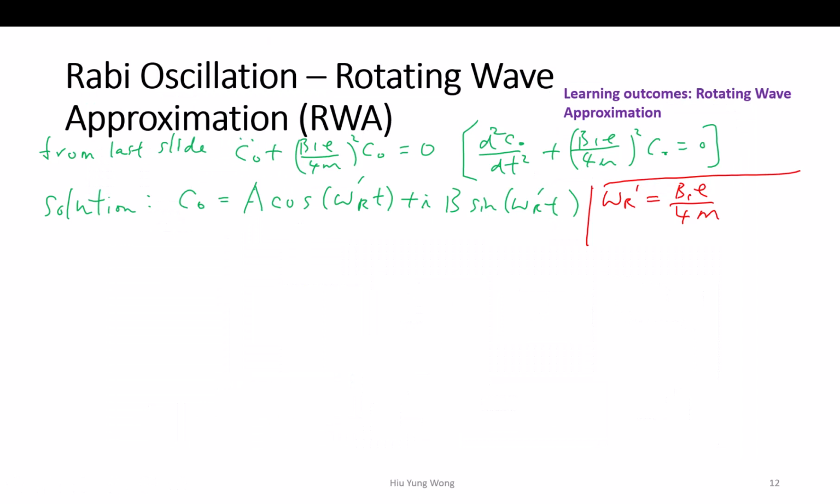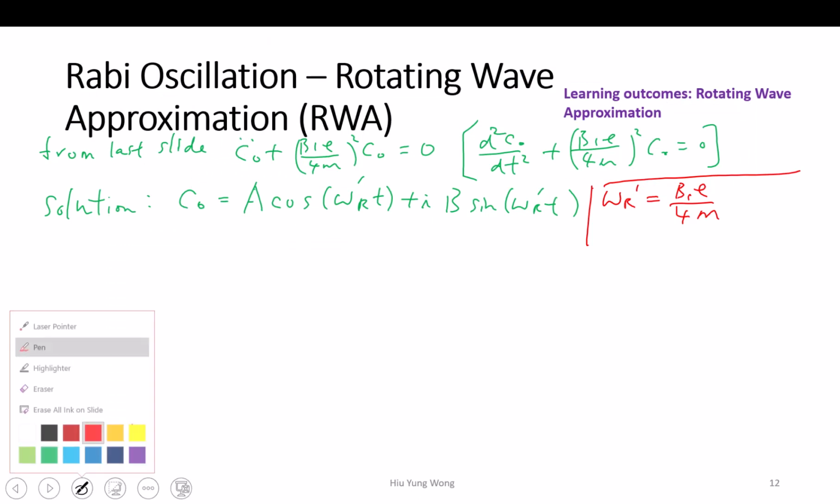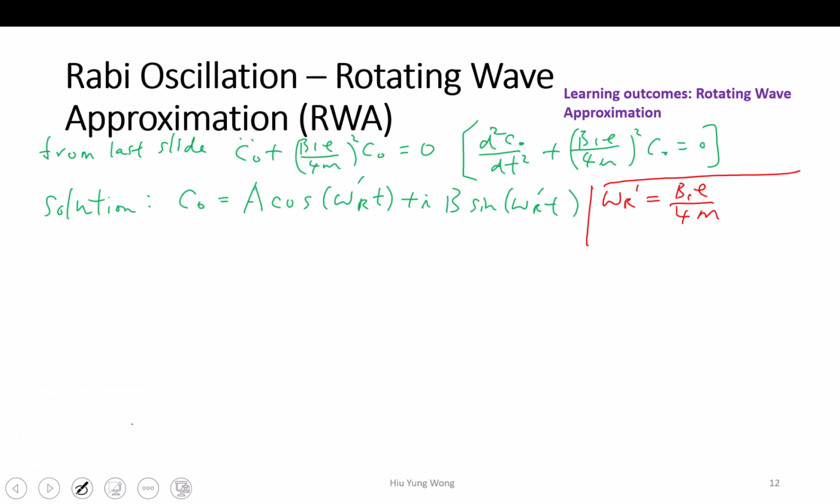Yeah, that is right. So why do I do this? Because this equation can also just be written as C0 double dot plus omega R dash squared C0 equals 0. Okay, this is the general equation, right?